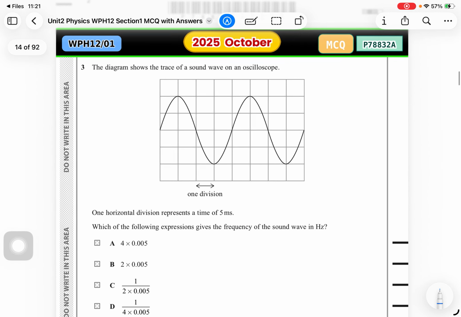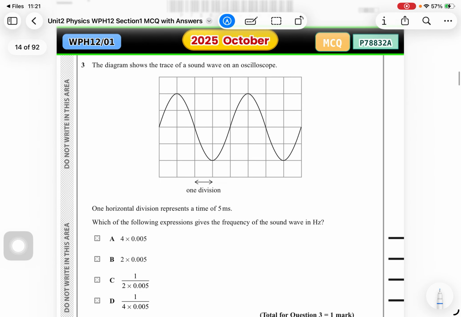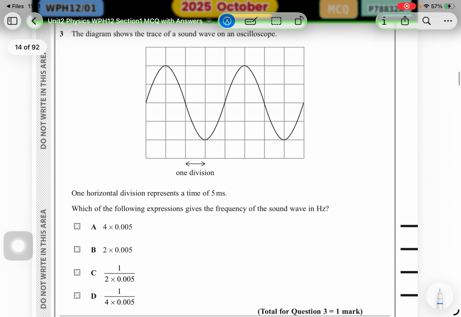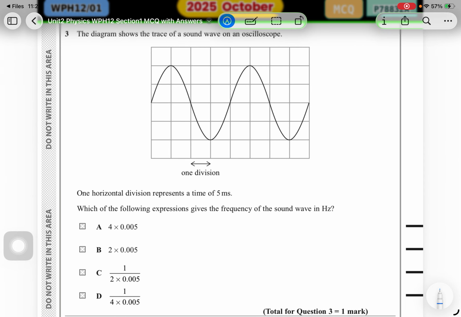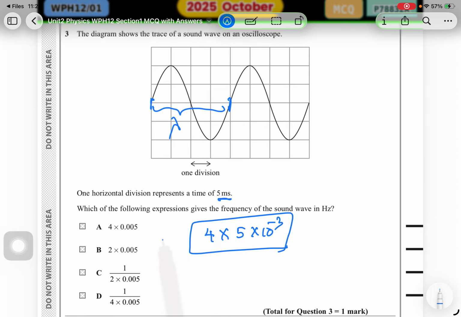Now in question number 3, they are showing a trace of a sound wave on the oscilloscope. One horizontal division is 5 milliseconds. We can see there is one full wave, which is lambda. It covers 4 divisions, at 5 milliseconds each, so this is the time for the period. The frequency would be 1 over T, which is 1 over 4 times 0.005, which would be this.